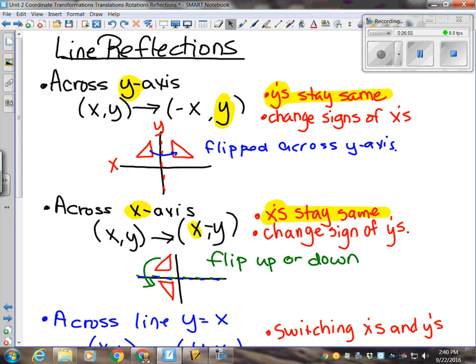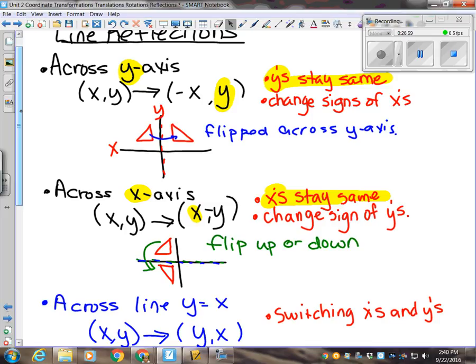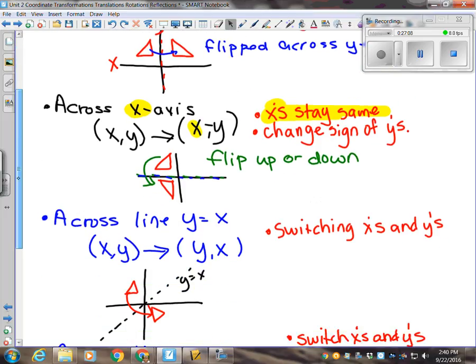All right. There's also a summary of line reflections. This is a summary across the y-axis. The y's stay the same. Change the sign of the x's. So it's flipped across the y-axis. You can also flip across the x-axis. The x's stay the same.